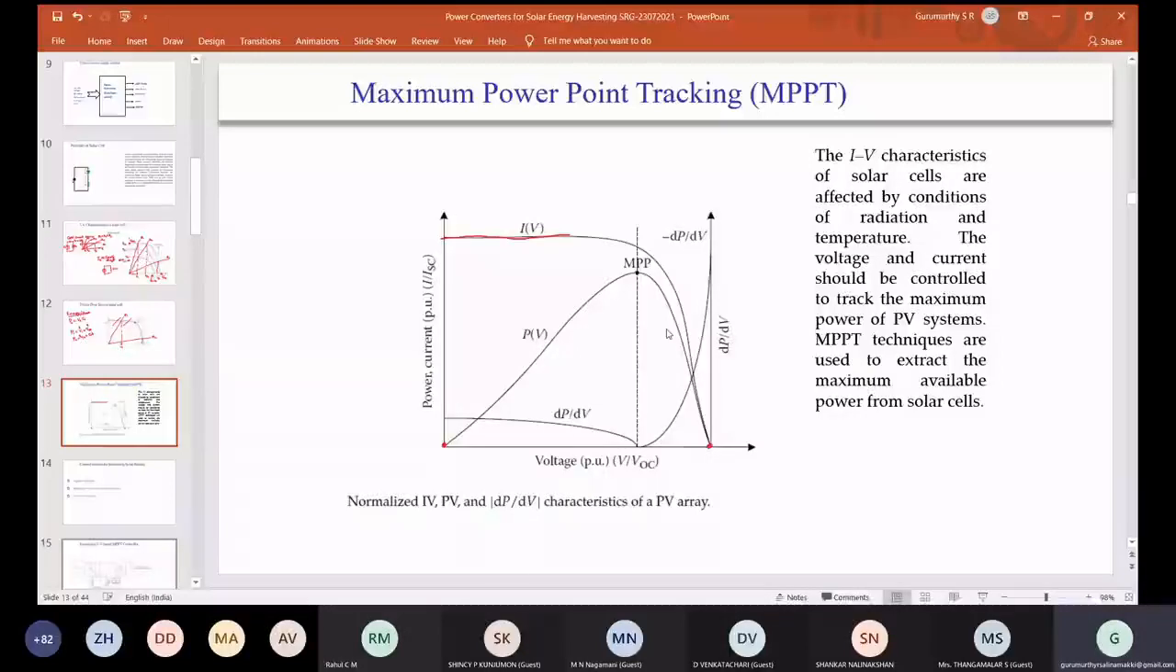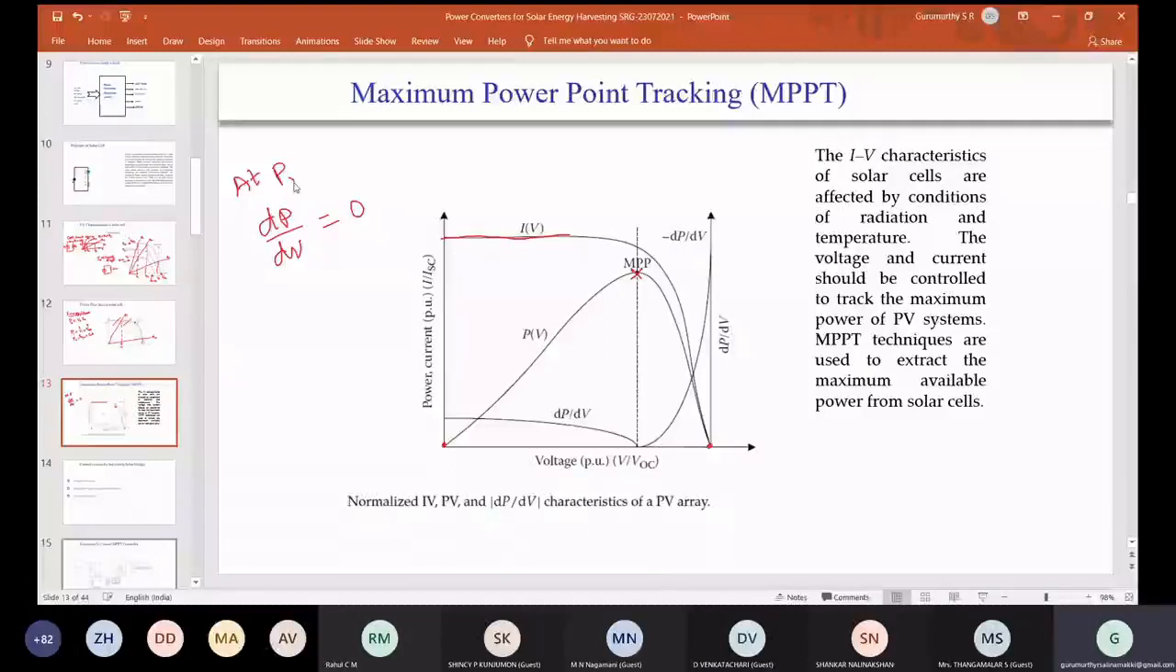So you differentiate the power. Power is varying with respect to the output voltage. So you find out dP by dV and you make it equal to 0. Then you will get the power is maximum. Power is maximum when this dP by dV equals 0.